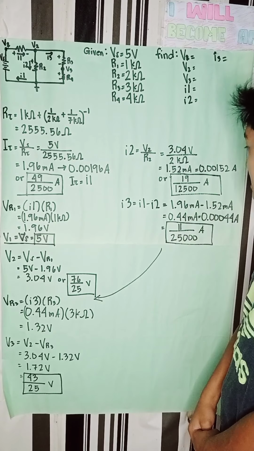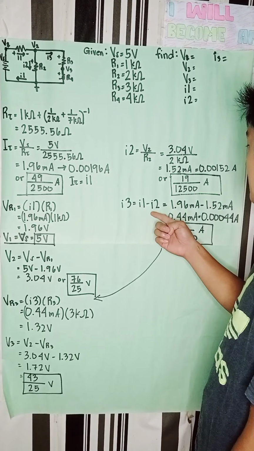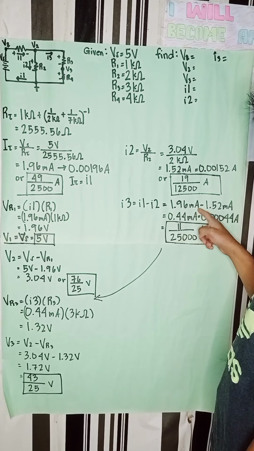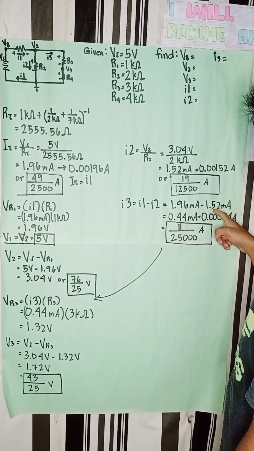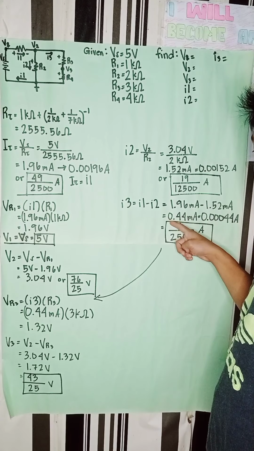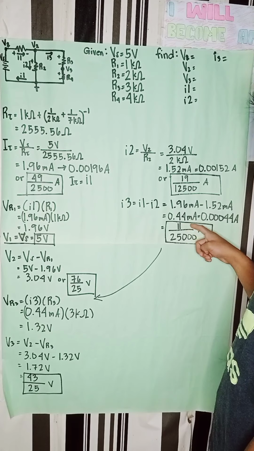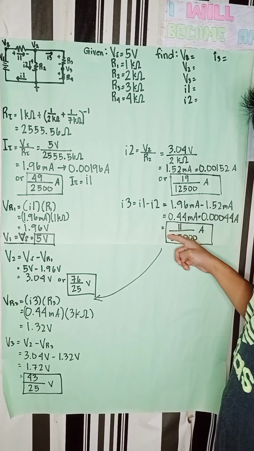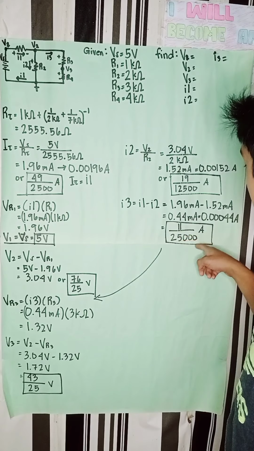Next is I3. I3 is equal to I1 minus I2. So I1 is equal to 1.96 milliampere minus I2 is equal to 1.52 milliampere. So it is equal to 0.44 milliampere or 0.00044 ampere, or in fraction 11 over 25,000 ampere.